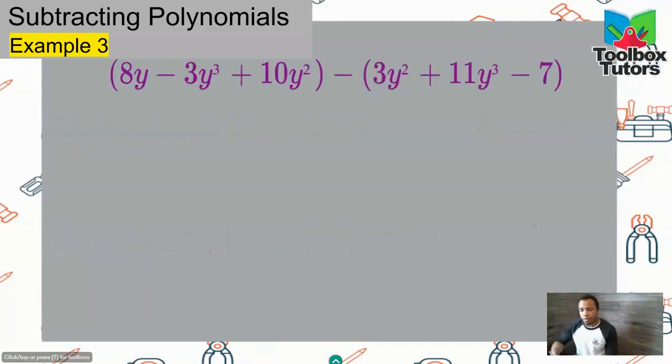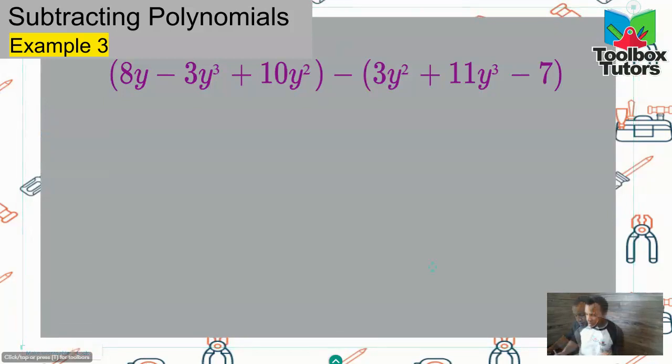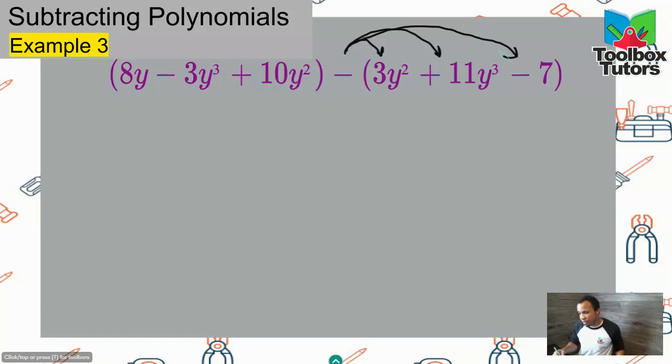For this example, we'll be simplifying 8y minus 3y to the third power plus 10y squared minus the expression 3y squared plus 11y to the third power minus 7. So first, once again, what we want to do is distribute this negative to everything that's behind it. So everything in this second parentheses will become the opposite. So this negative will be distributed to this 3y squared, to this positive 11y to the third, and also to this negative 7.